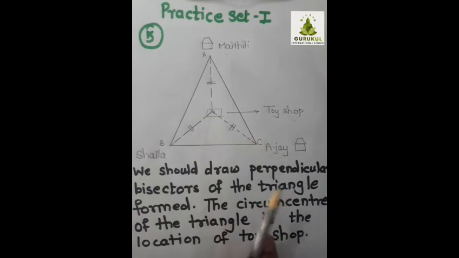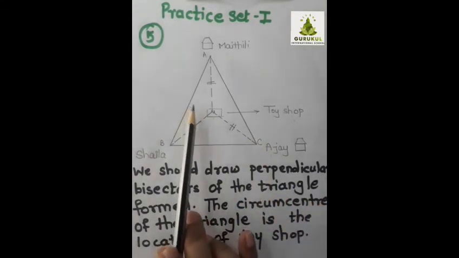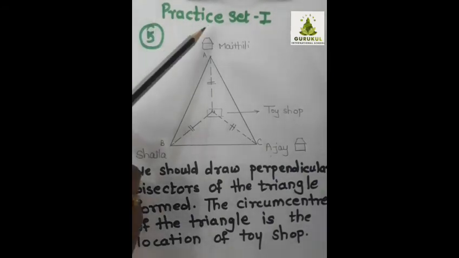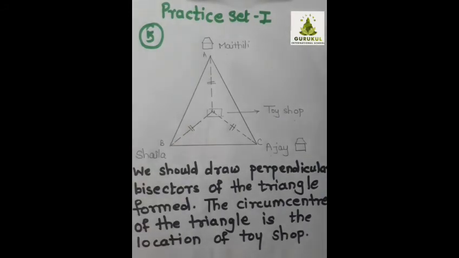So here you don't have to show the construction. You will just draw the figure like this and write down the explanation as I have given, that we should draw the perpendicular bisectors of the triangle formed. The circumcenter of the triangle is the location of the toy shop. So this is how you have to give the answer for the fifth question of practice set 1.